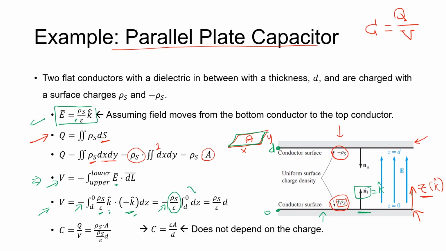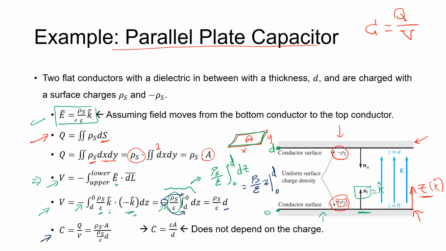And actually, this part can be rewritten as rho s over epsilon integration 0 to d dz, because we have the negative sign outside. We can use it to make the opposite direction of integration. Finally, once we complete this integration, you will get rho s over epsilon z from 0 to d. Then substitute this one, then you will get d here.